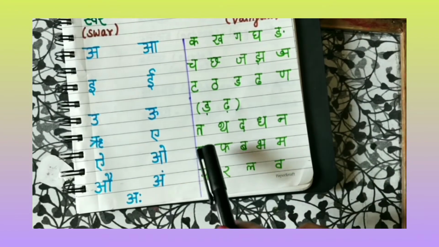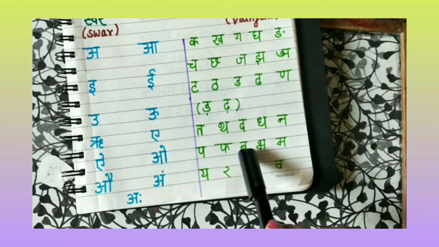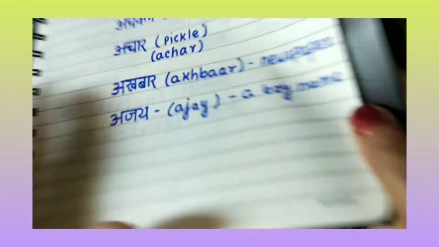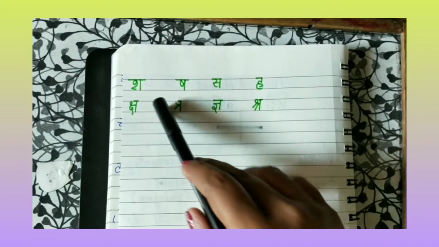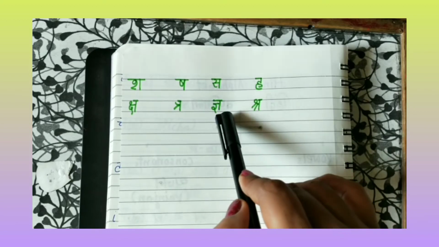Okay, so next one: ta, tha, da, dha, na, pa, fa, ba, bha, ma, ya, ra, la, va, sha, sha, sa, ha, tra, gya, sra.